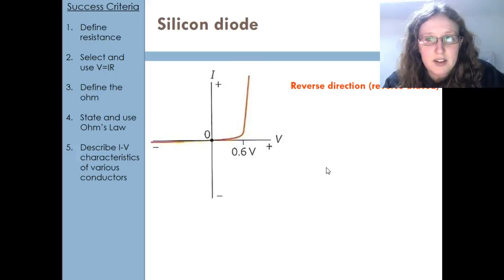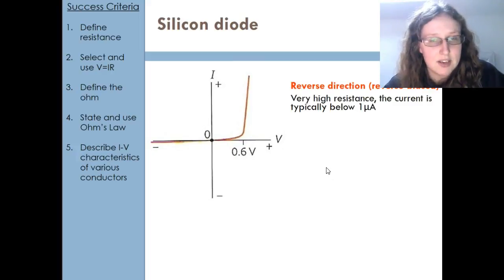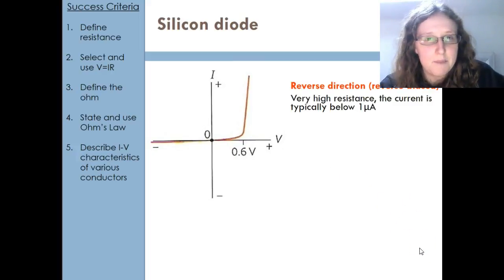So in the reverse direction, we have very high resistance. So typically you get a current that's below 1 microamp. And you can describe the resistance in this direction as being infinitely large, because in the exam they'll just tell you the current is 0. So that means that the resistance is infinite.